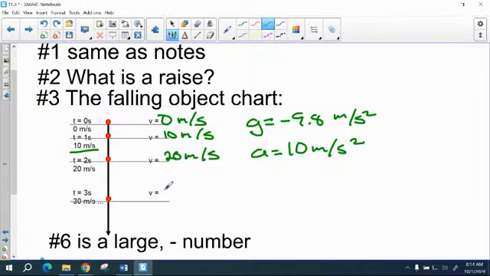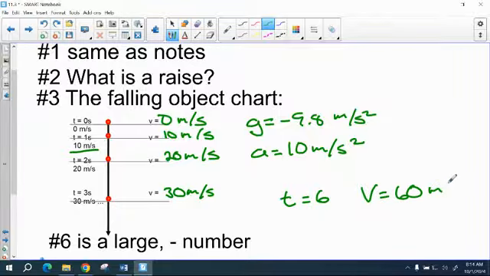I almost wonder if this is supposed to be over here. What do you think it'll be at 6 seconds? Yeah. So at t equals 6, my velocity will equal 60 meters per second. That's in free fall, roughly. These are approximations. You've got air resistance depending on the object and all that stuff.